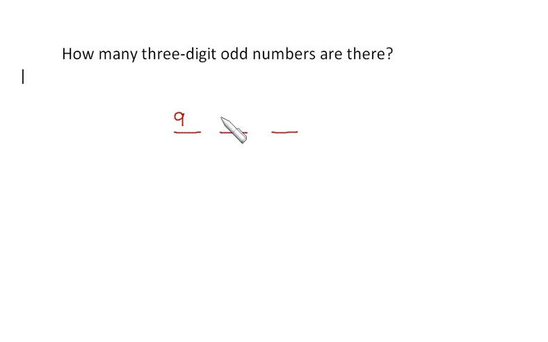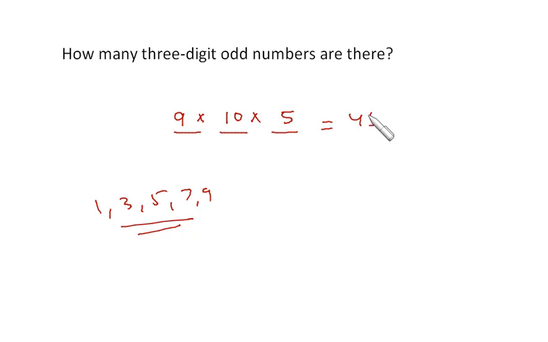So it's 9 choices. For the second place we have 10 choices because now we can use 0. For the third place we have the 5 choices, that is the number should be 1, 3, 5, 7 or 9, right? Because if at the unit place any of these numbers is there, then only it will be an odd number, otherwise it may be an even number also, right? So we have the 5 choices. So 9 into 10, 90 into 5, 450. That means 50% of the numbers are odd and 50% of the numbers are even.